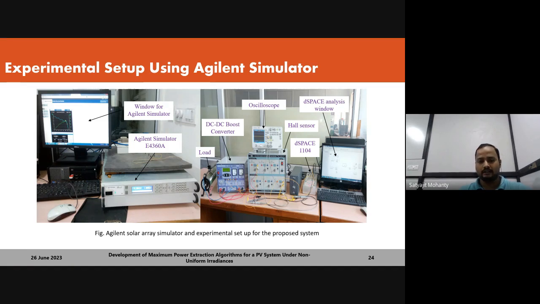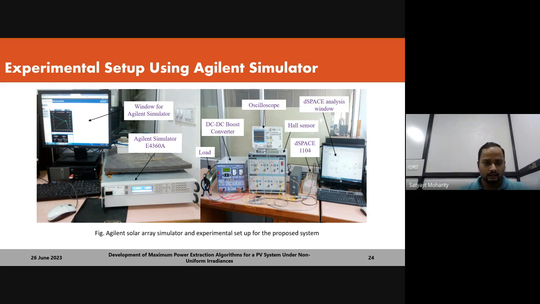It has 2 racks in the back side. Each rack is of 600 watt. So you can tell the seller that you need 1.2 kilowatt or 600 watt, and accordingly the person will implement it and send it to you. And we have a control system in the back side. To see this Agilent simulator working, we also need a desktop.